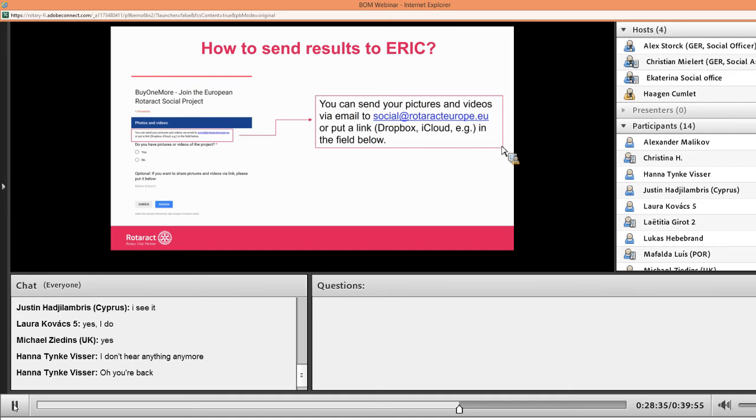When you're filling out the form, on the second page you can see that we also really expect you to send us the picture of the project you took, because we want to show how Europe gathered to do the BuyOneMore action all together, to see that we are a really united organization and we can do it when we want. You can do it right in the form, or you can send us a picture to the common social officer mail, social@rotaracteurope.eu. We will also be glad if you send us a link to Dropbox, iCloud, or any storage resource you use, just to show us, just to make us proud of you.